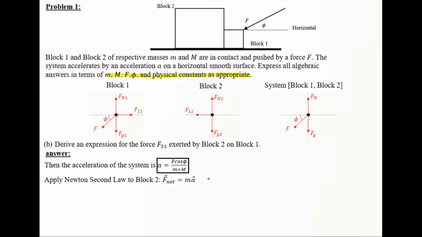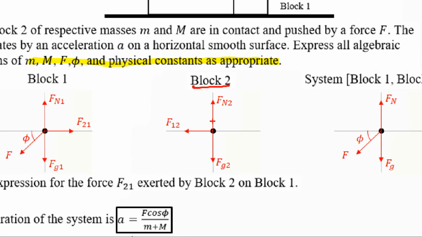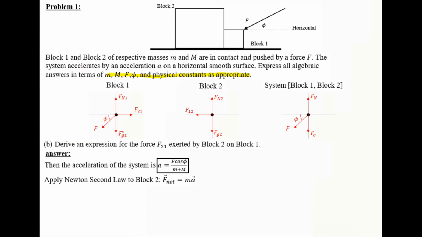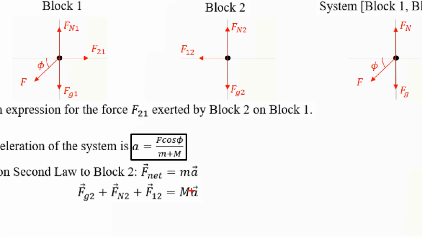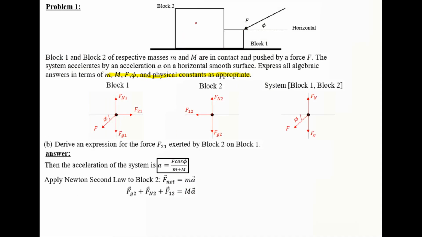So now we can apply Newton's second law to block 2. I repeat that my choice went with 2 because it's being acted on by the least amount of forces compared to block 1. Now, what are the forces acting on block 2? We have the pull of gravity down, the normal push up, the force F12 left, and this is equal to ma, the mass being replaced by capital M because capital M is the mass of block 2.